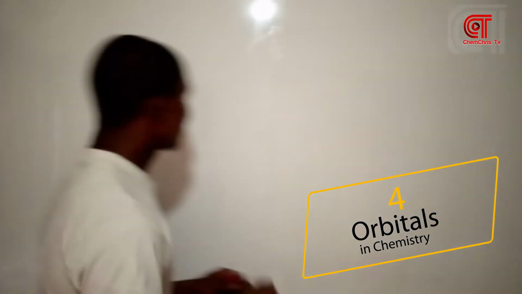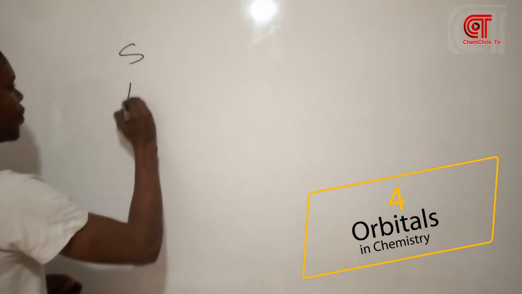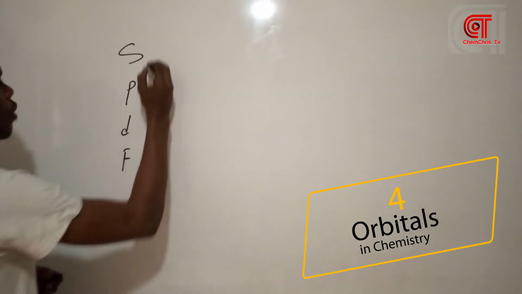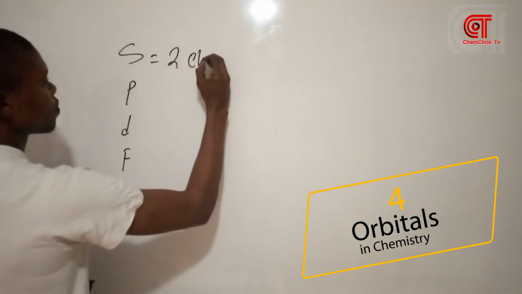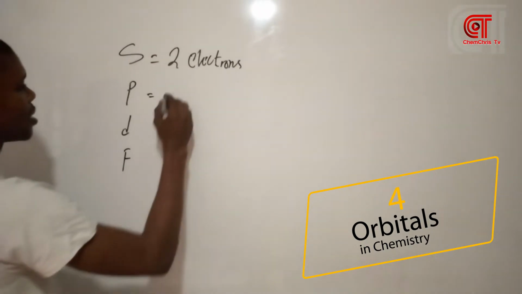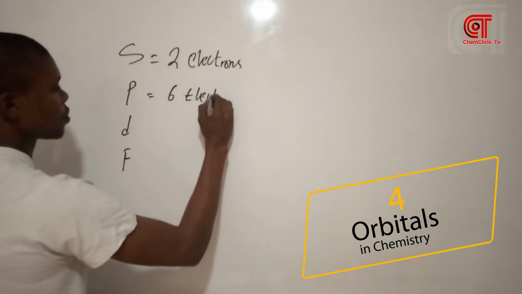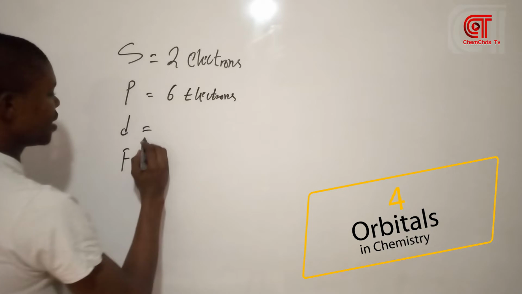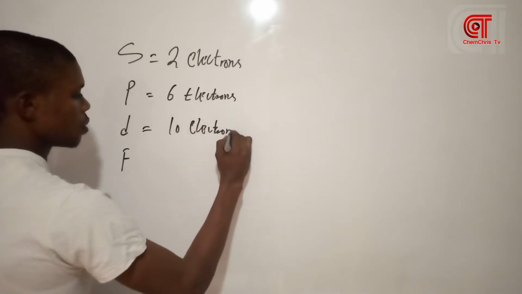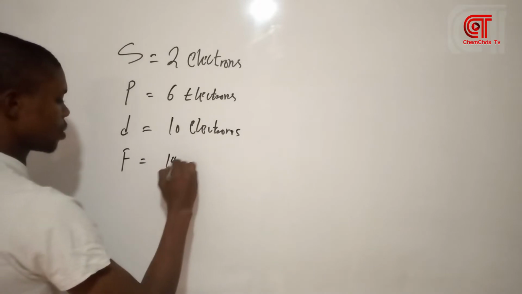Let's get started. In order to write electronic configuration, first of all, you must familiarize yourself with the 4 orbitals in chemistry, which are the s orbital, the p orbital, the d, and the f. Now, the s orbital can convey 2 electrons. P orbital can convey a total of 6 electrons. D can convey 10 electrons. The F can convey 14 electrons.